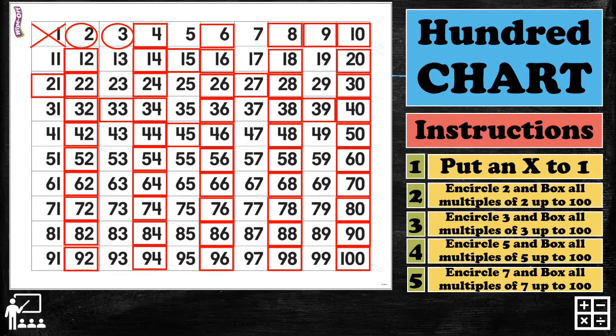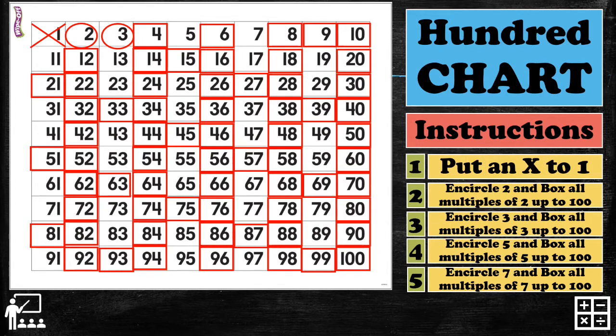42, 45, 48, 51, 54, 57, 60, 63, 66, 69, 72, 75, 78, 81, 84, 87, 90, 93, 96, and last 99. So these are the numbers that are the multiples of 3. So we're done at step 3.